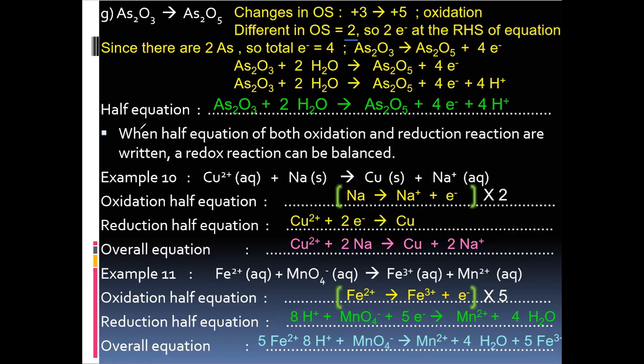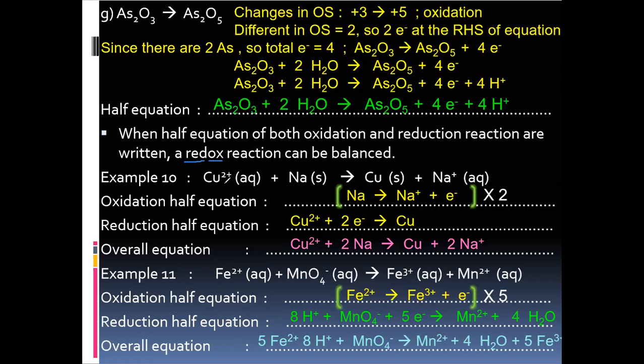next class. Now, when half reactions of both oxidation and reduction reaction are written, a redox reaction can be balanced. So redox simply means reduction and oxidation reaction. Whenever we have the two reactions joined together, reduction reaction and oxidation reaction, then we call it a redox reaction. For example, this is a redox reaction because both oxidation and reduction are taking place at the same time.